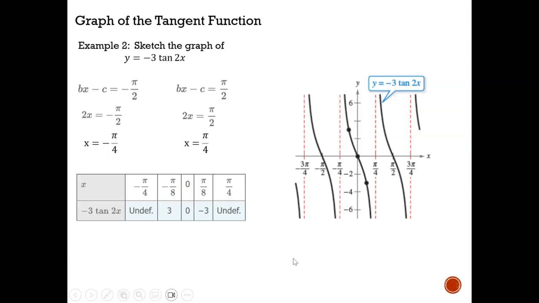Okay, and this is the graph that you're looking at. If you notice, the normal graph for the tangent goes in this motion: it starts low and goes high. But when it's negative, it starts high and goes low.